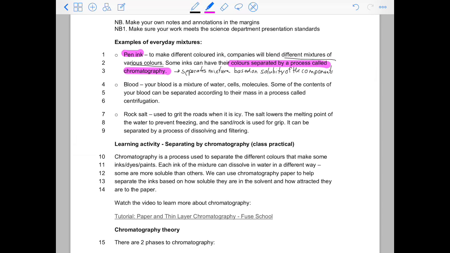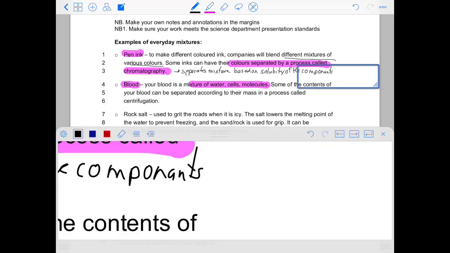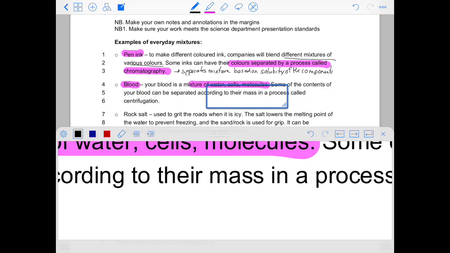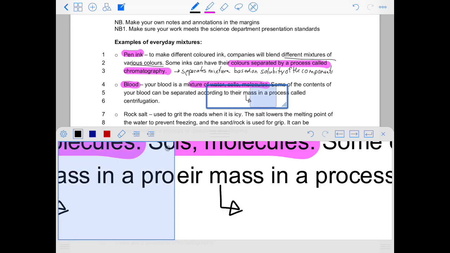Another mixture that you deal with every day is your blood. It might look like a completely clear liquid coming out, which would mean it is a homogeneous mixture, but it is a mixture of water, cells, and other molecules within that. So for example, if you have a blood sample drawn at the hospital or at the doctor's, they might need to try to separate out that blood. When they do that, they separate it based on their mass or how much of the cell there is.